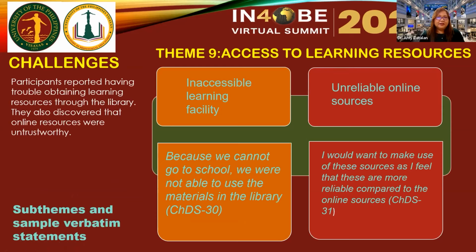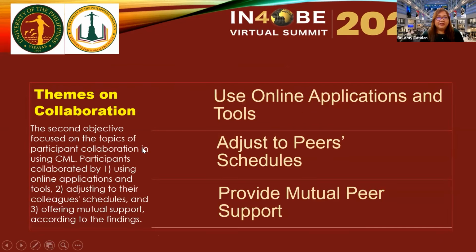Theme 9 was on access to learning resources. They had no access to the library, the physical library. So they said that learning facilities were inaccessible, and they found online sources unreliable. On the themes of collaboration, which answer the second objective, the themes are the following: the use of online applications and tools, adjusting to peer schedules, and providing mutual peer support.